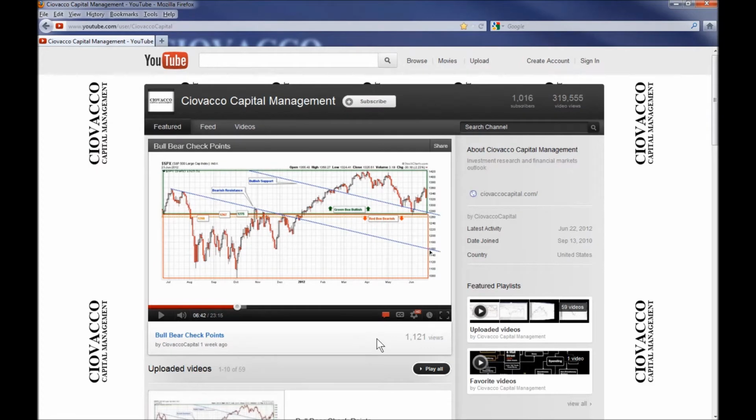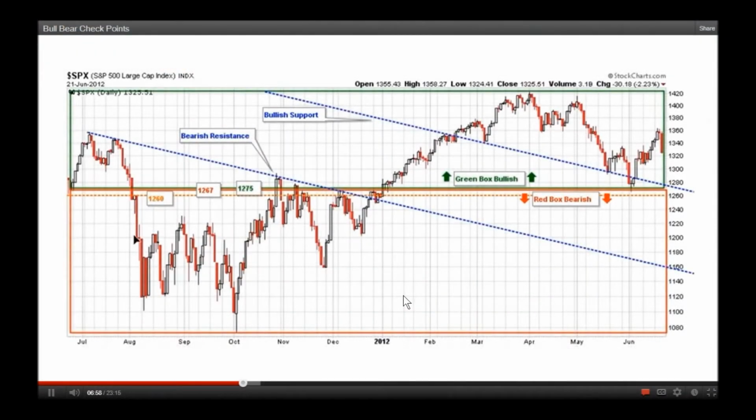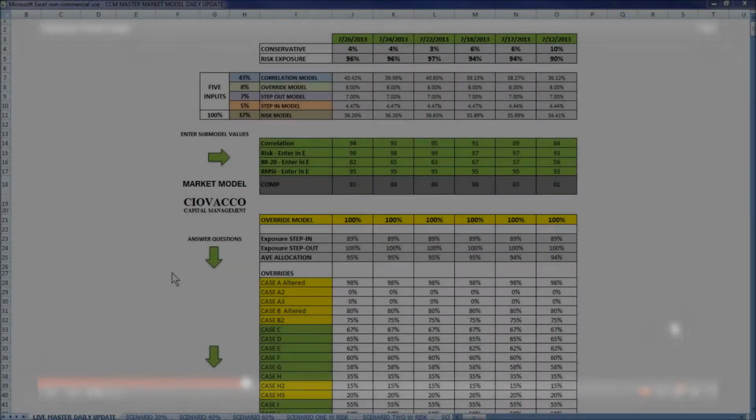To view the video in full screen mode, use this icon in the lower right-hand corner of your video player. To improve the clarity of the charts, use this icon in the lower right-hand corner of your video player.